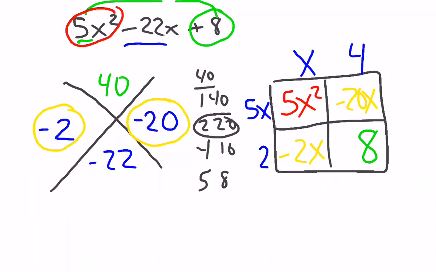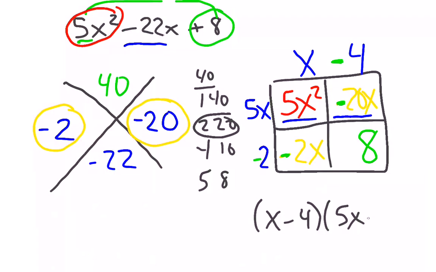So 5x times x, 5x squared. 5x times 4, 20. Wait, where's that negative? Oh, I need to remember, if this is negative, then outside my box is negative. What does that mean about this negative 2x? It means that this that I pulled out needs to be a negative 2. And if I double check that last row, negative 2 times x is negative 2x. Negative 2 times negative 4 is positive 8. Write down your answer. And we are good to go.